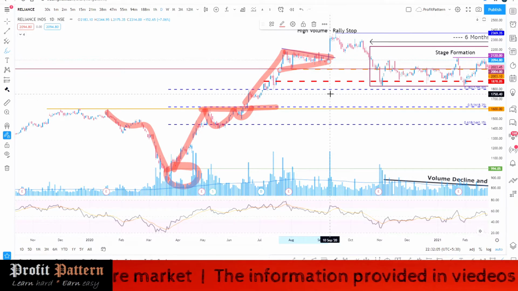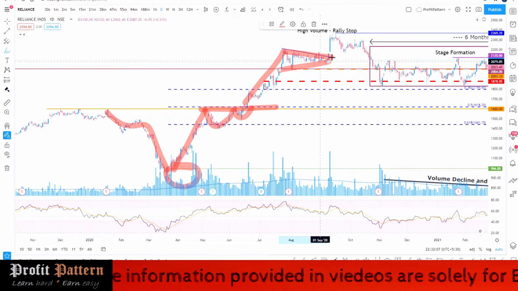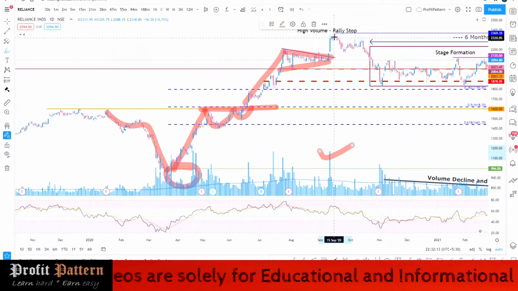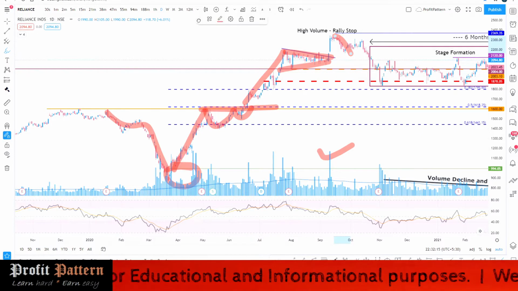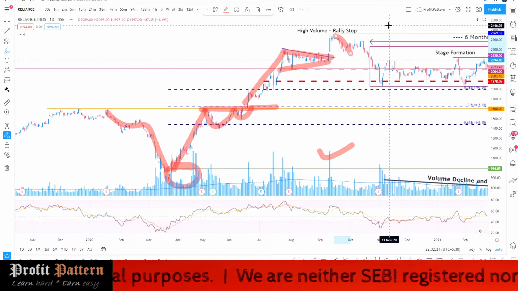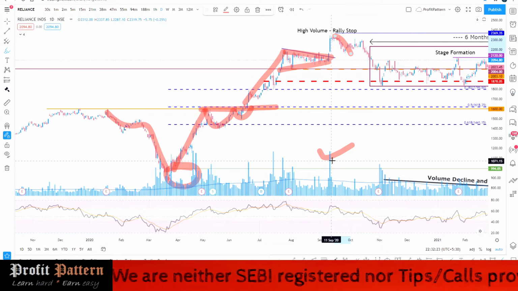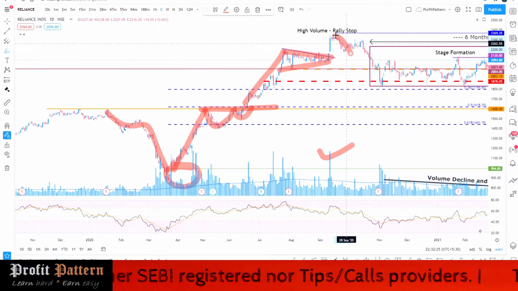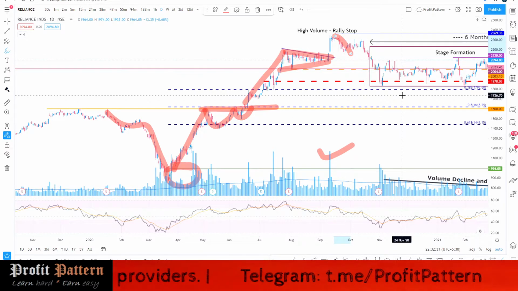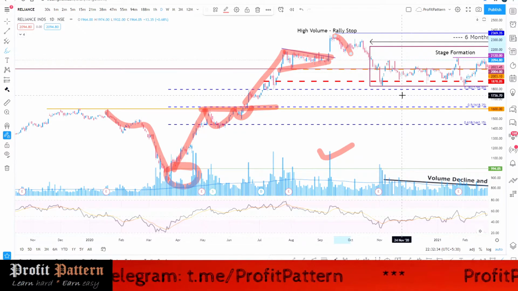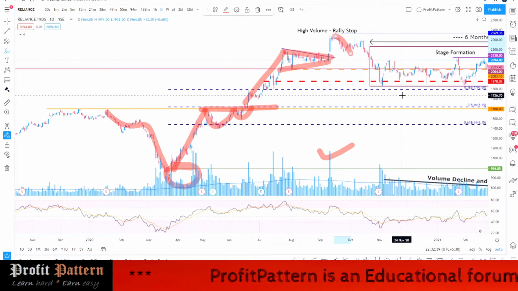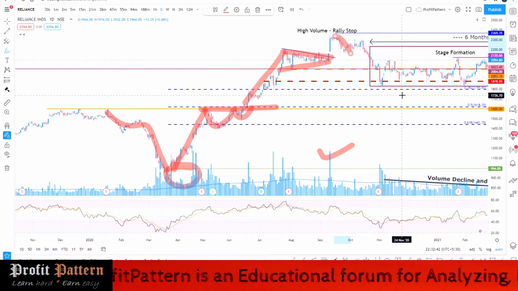But what happened? It made a very good candle, a WRC, wide range candle, on very ultra high volume, and then it stopped. Whenever I find this kind of pattern, I have seen in most cases, when you produce very high volume and then no follow-up comes for that volume, at least in 20 days, then the stock goes into deeper or longer consolidation many times, and the same happened to Reliance Industries.